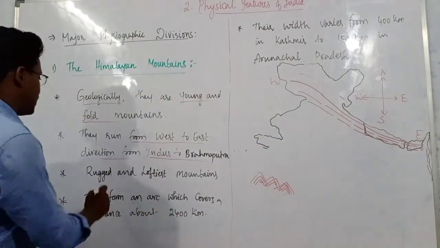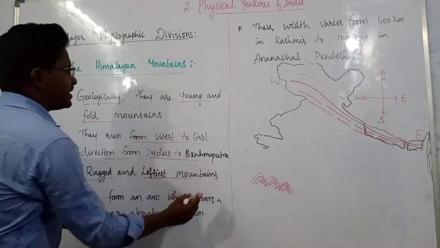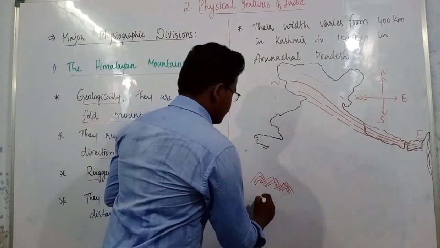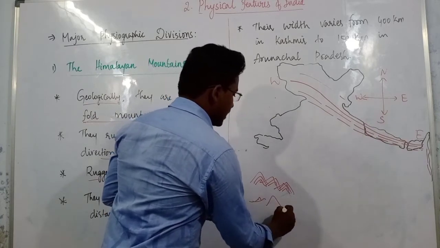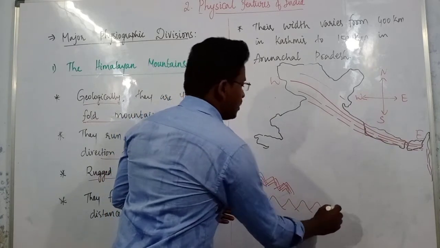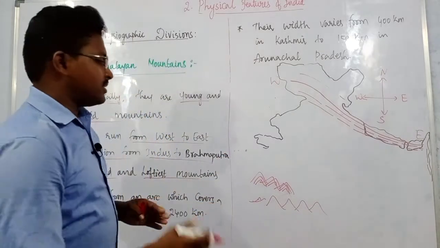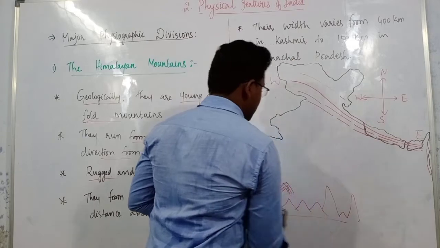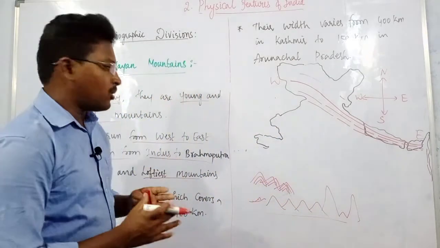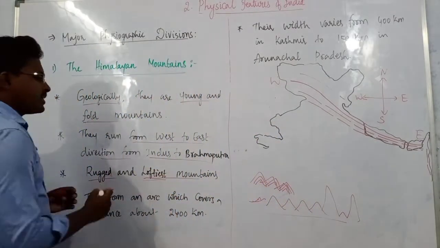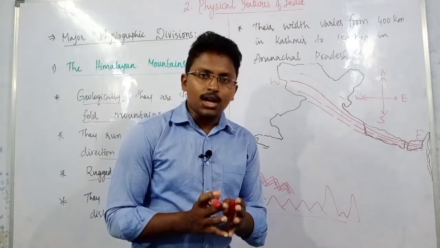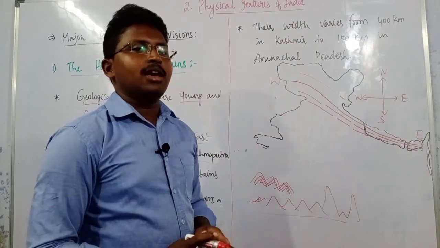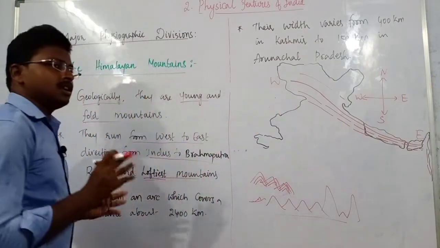And the next one is that they are rugged and loftiest mountains. Rugged means they are not the same, they are something like uneven, not the same everywhere. Sometimes some mountains may be higher, some mountains may be smaller. So like this, these mountains are rugged mountains. At the same time, loftiest mountains means some of the tallest peaks are present in these Himalayan mountains. So that is also another important feature.